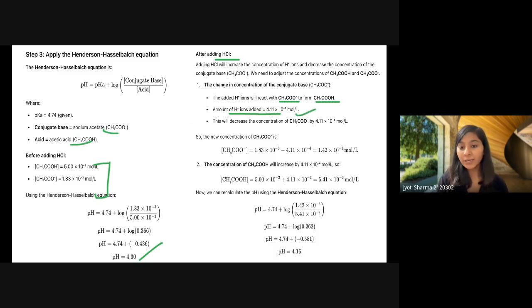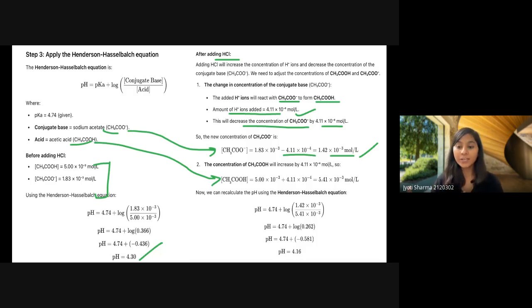So this much H plus ion we will add. If we add it and it reacts with this CH3COO minus, it means it will decrease the concentration of CH3COO minus by 4.11. So it means you have to subtract. Here you see, this will be reduced because we are putting in H plus ion, and that H plus ion will neutralize the conjugate base. So if we subtract this, the concentration will change. But the concentration of the acid will increase, because we are adding H plus ion, and it will increase by the number equal to the concentration of H plus ion.